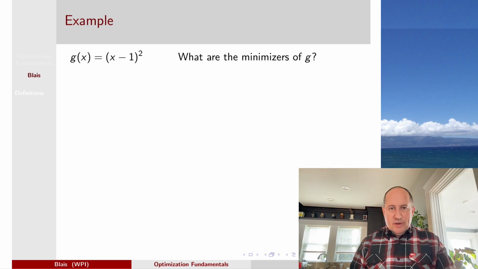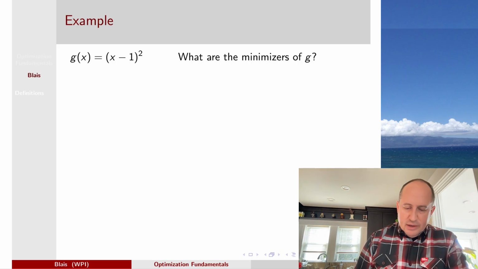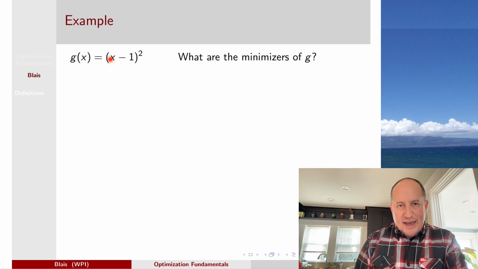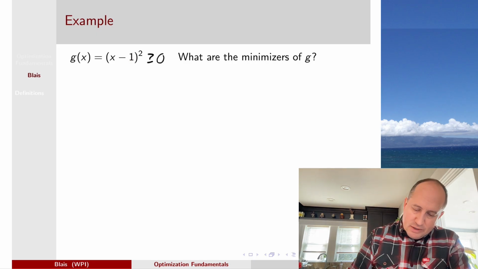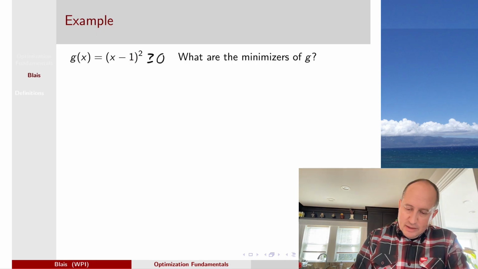Another example, g of x equals (x minus 1) squared. Well, we can look at this and kind of guess what the global minimizer is, because you know if you take any expression and square it, you get something greater than or equal to 0. So the smallest this can be is when what's inside the square here gives us a 0. And so that's going to give us x equals 1.